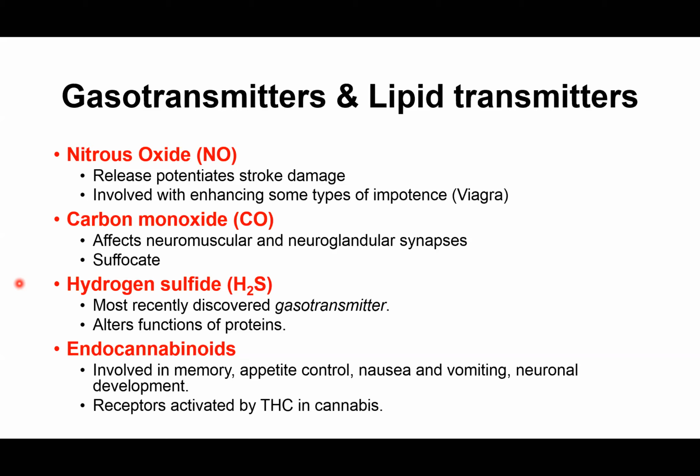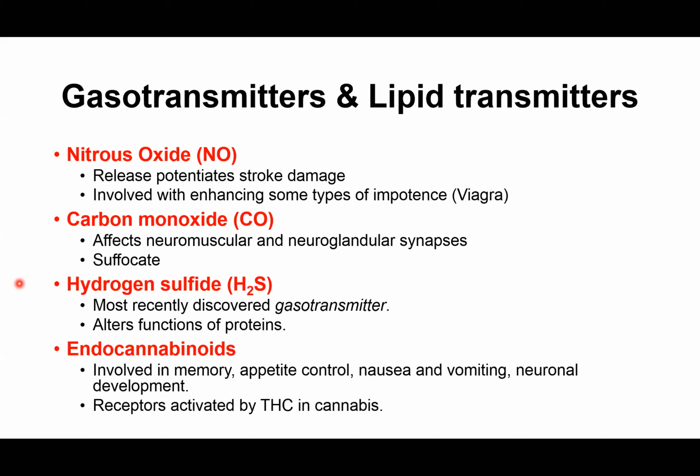Carbon monoxide is another gasotransmitter and has been found to affect the neuromuscular and neuroglandular synapses. Specifically, in this case, it can cause suffocation. Hydrogen sulfide is the most recently discovered gasotransmitter, and we're not 100% sure on all of its effects, but we do know that it somehow alters the functions of proteins in the body.